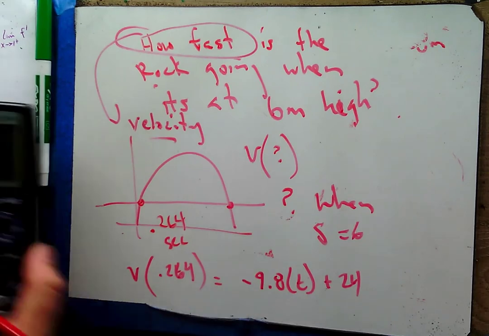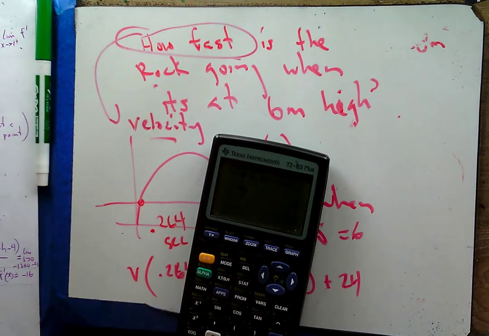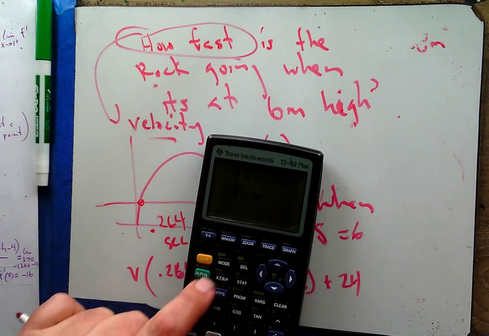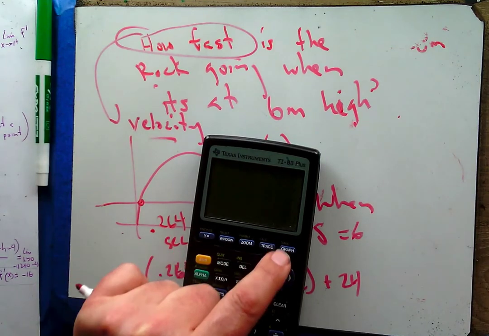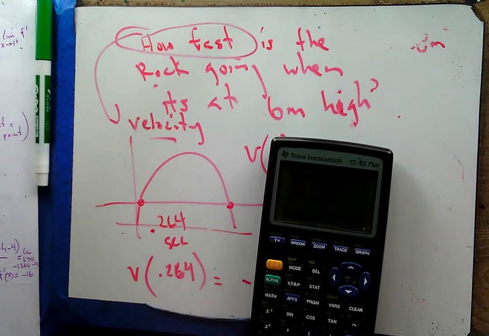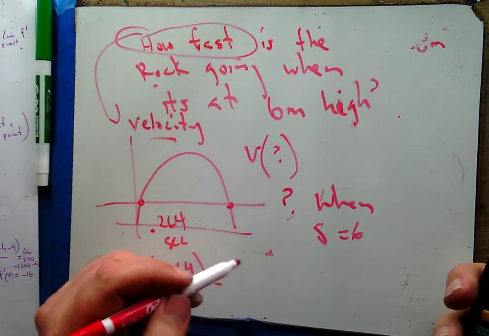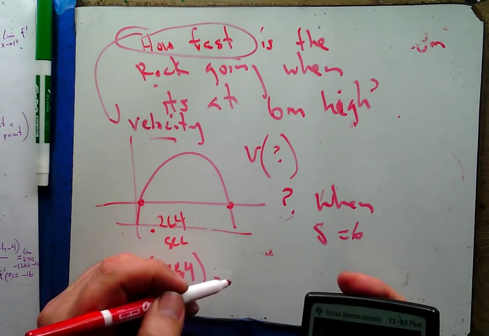Again, this is a decimal. I don't really want to plug it in here by hand. So I'm going to go over here, and in y3, I'm going to do negative 9.8 t plus 24. And then I can go over to my table and type in 0.264. And I get the number. Sorry, can't see it with all the glare.